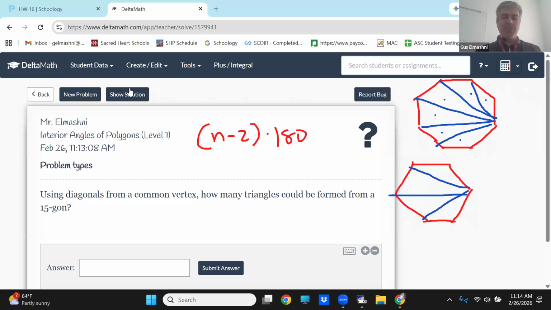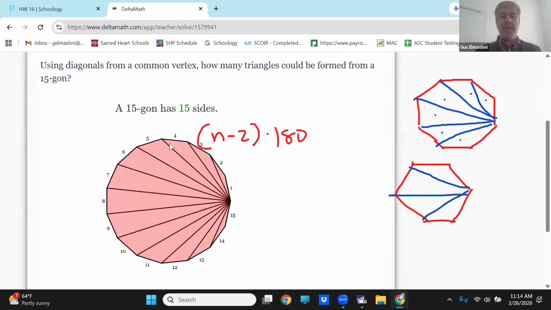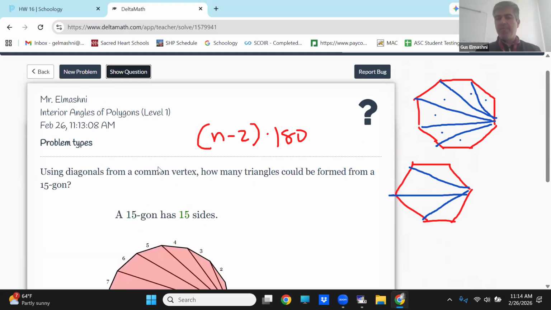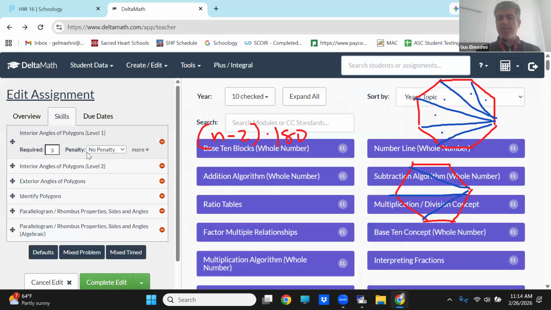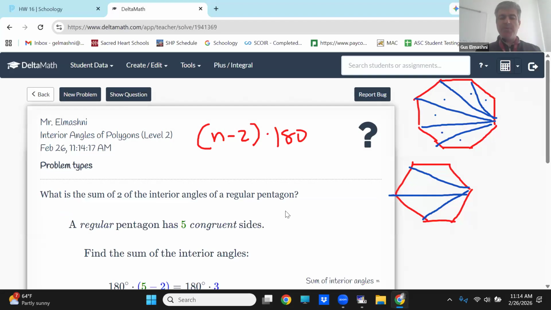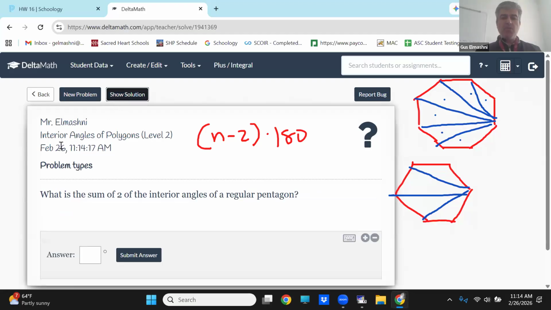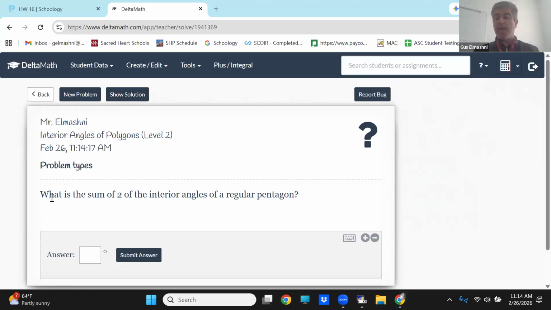So if we look at the solution, they did actually draw it, but it's not necessary. So look for patterns. That's just good problem solving skills. Level two, what's level two about? Okay, it's a little more. Oh, hide the solution. So what's the sum of two interior angles of a regular pentagon?